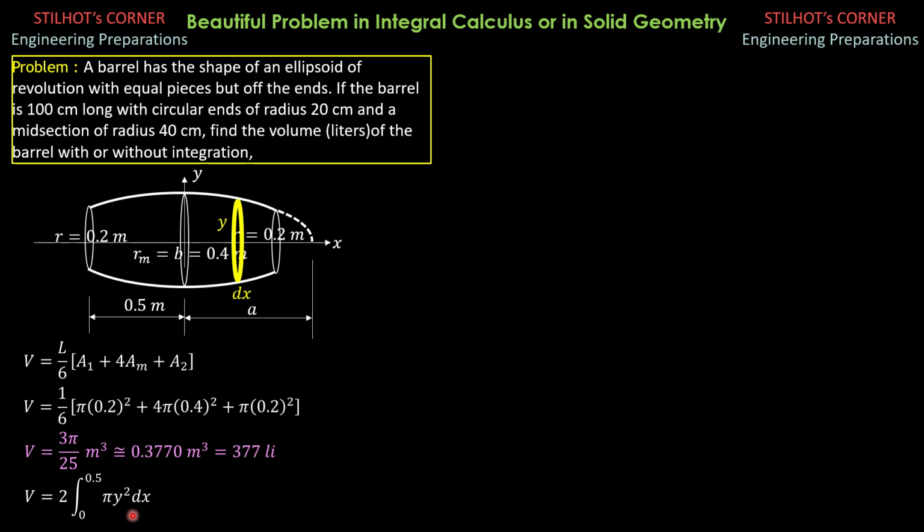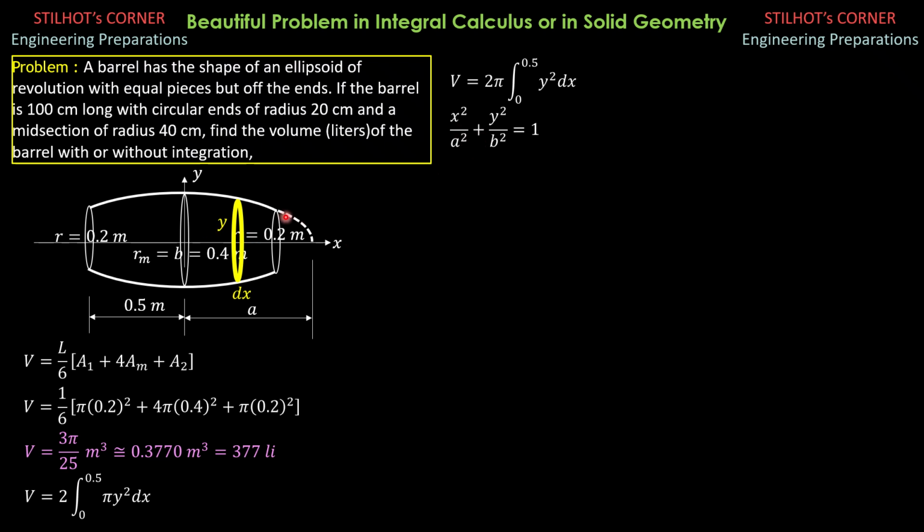Now how to solve for y? The standard equation of an ellipse with center at the origin is x squared over the semi-major axis a squared plus y squared over the semi-minor axis squared, which is 0.4 squared here, equals 1. So we have 2 pi integral from 0 to 0.5 of y squared dx, with x squared over a squared plus y squared over b squared equals 1. That's the standard equation of an ellipse with center at the origin.